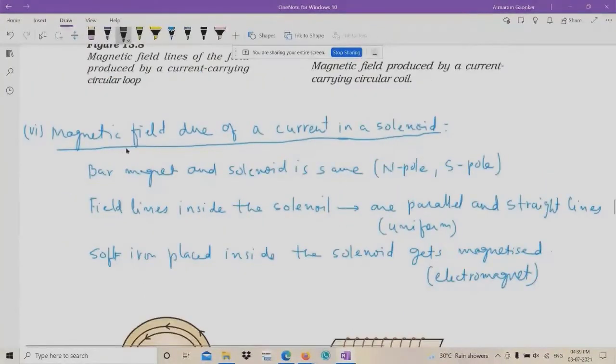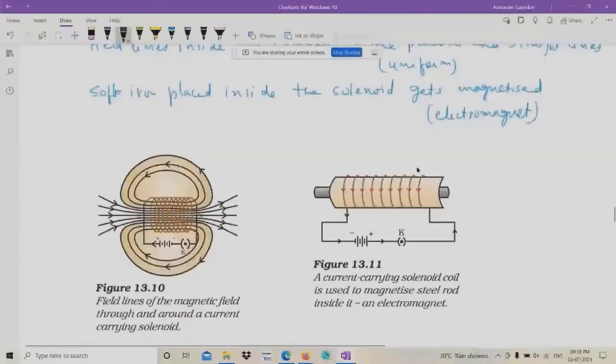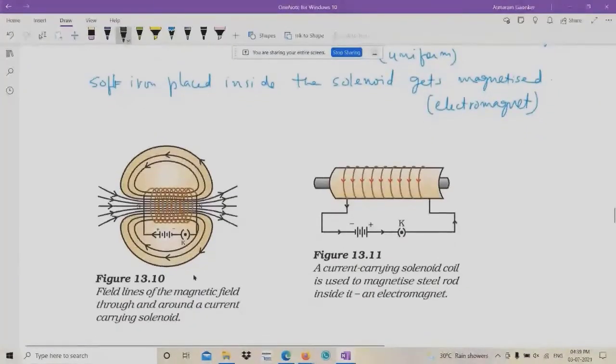Now, magnetic field due to a current in a solenoid. What is a solenoid? A solenoid is nothing but a number of turns of coil wrapped around an insulator. So you see here, on top is an insulator. Over that you wind a number of turns of the coil.